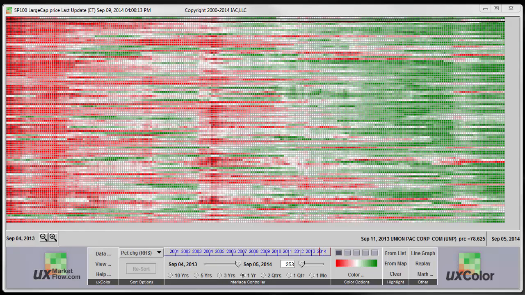And again, this is the uxMarketFlow Pro product, and this is an intraday history map. Let's go back and see that intraday history map before we close. And that's it, and it starts like this.